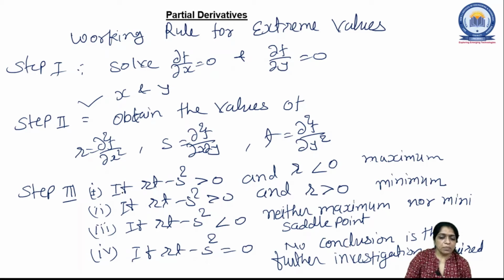And in the last step, if we have rt minus s square greater than 0 for particular stationary points and r is less than 0, then we get the maximum point. If rt minus s square is greater than 0 and r is greater than 0, then we have the minimum point. If rt minus s square is less than 0, then it is neither maximum nor minimum point. It means that point is known as a saddle point. And lastly, if rt minus s square equals 0, then no conclusion is there. Further investigation is required.